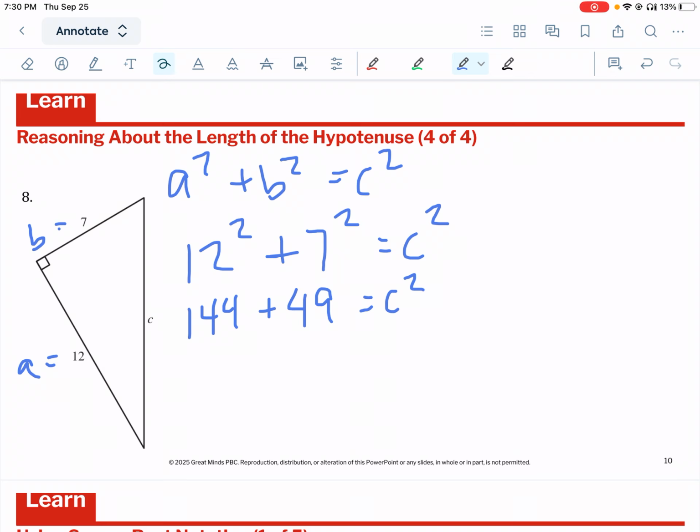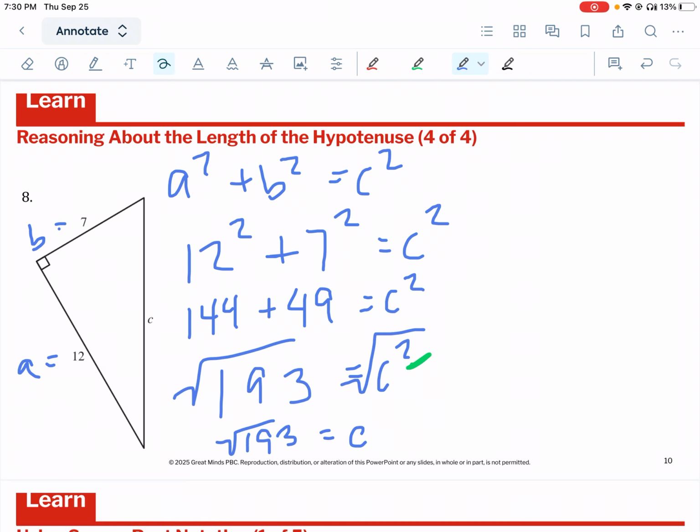If you add all of that together, 144 plus 49, that'll get you, let's see, drop the 3, carry the 1, drop the 9, drop the 1, equals C squared. That'll get you 193. But we have to square root both of them because we need to break this squared value down here. So we just need one C, an isolated C. So we know that C equals the square root of 193. But we need to figure out what two numbers this non-perfect square value sits in between.